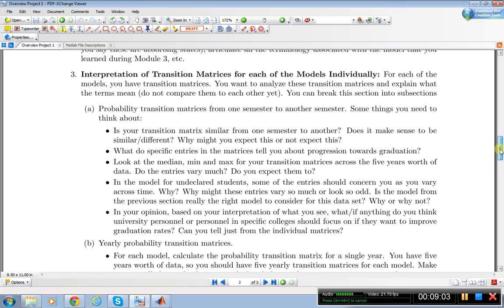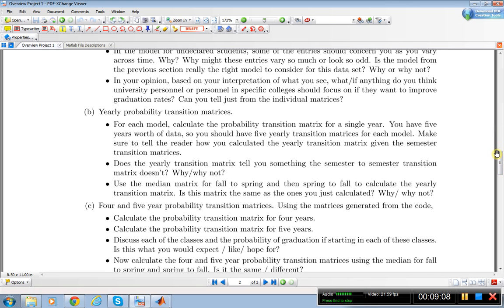Okay, so then also in the same section, we want to think about the yearly probability transition matrix. So what is outputted from this code is semester to semester transition matrices. So how do I get the yearly transition? If I'm going from one fall to the next fall, how do I calculate that using what is outputted from the code? I want you to give me 5 different yearly transition matrices for each of these 3 models. And does the yearly transition matrix tell you something the semester to semester transition matrix didn't? Is it giving you different information?